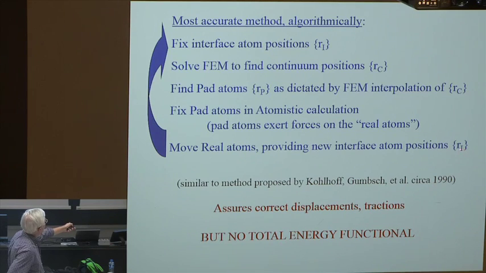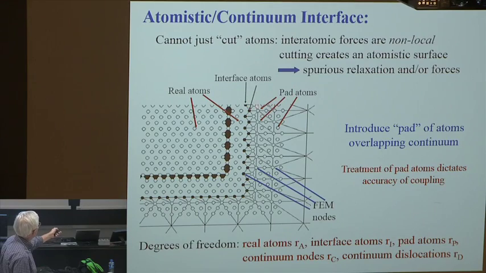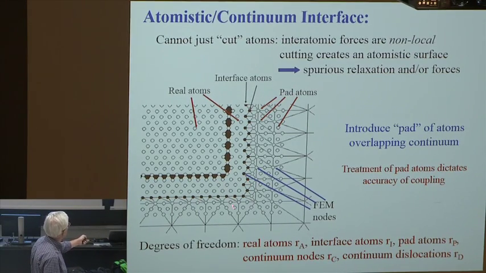And that moves the interface. And then we go back up, and with a new interface, we solve a new FE problem. We get new motions of the pad atoms. We put them in the atomistics. That tells the real atoms how to move, and we go around like that. Okay? And so by doing this, we satisfy the correct displacements at the boundary. That part is kind of trivial. The black atoms are the boundary for both problems. So clearly, we have the right displacement.